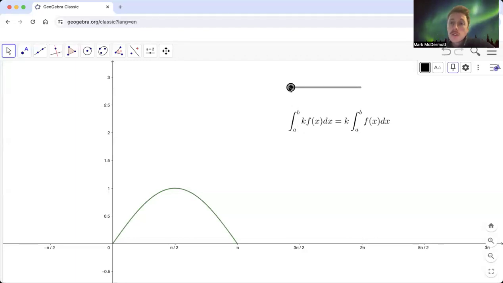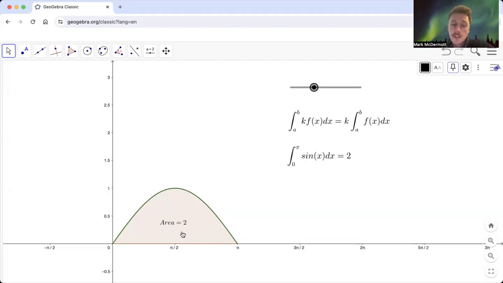Okay, so what I thought would be a good idea is we can do an example. So let's just look at this green line I've drawn here. This is actually the graph of y equals sine x between 0 and pi. And so if we take the integral from 0 to pi of sine x dx, we actually, interestingly enough, get an area of 2.